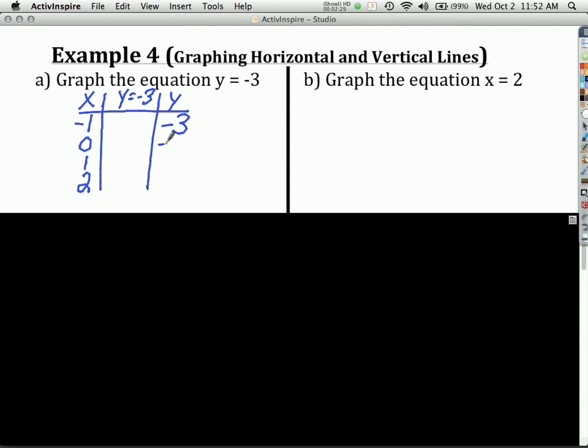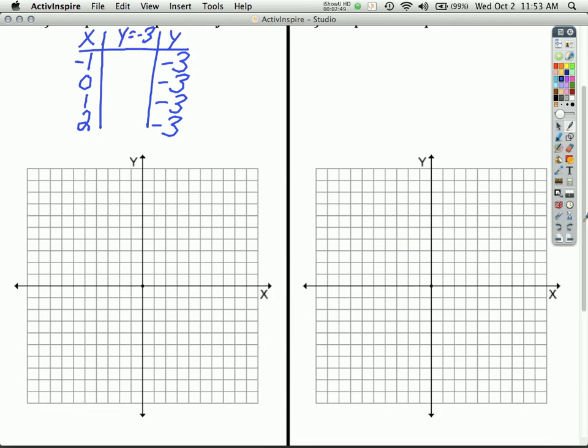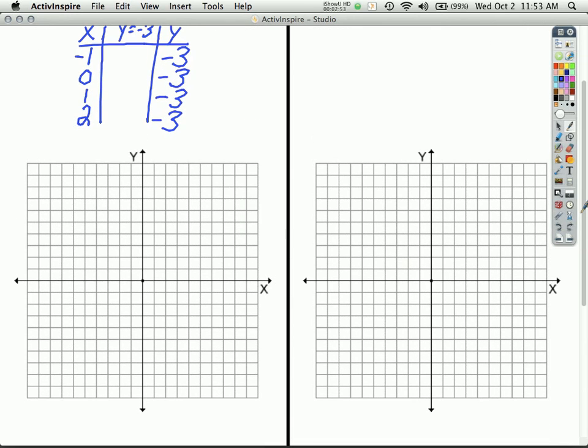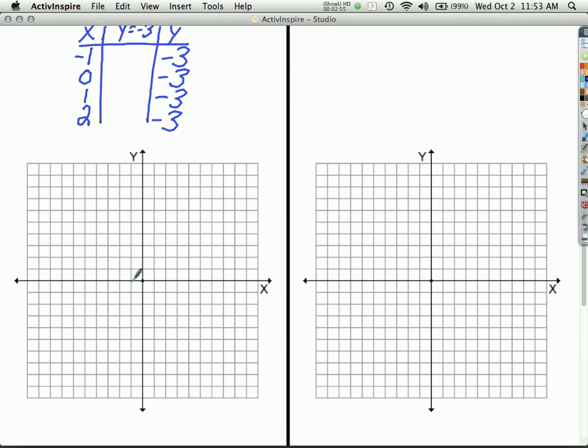X is 0, y is -3. X is 1, y is -3. X is 2, y is -3. What that means is, no matter what, y will always be -3. So what does this look like when we graph it? So, let me bring up the graph. If I do -1, -3, -1, -3 is right there. 0, -3.